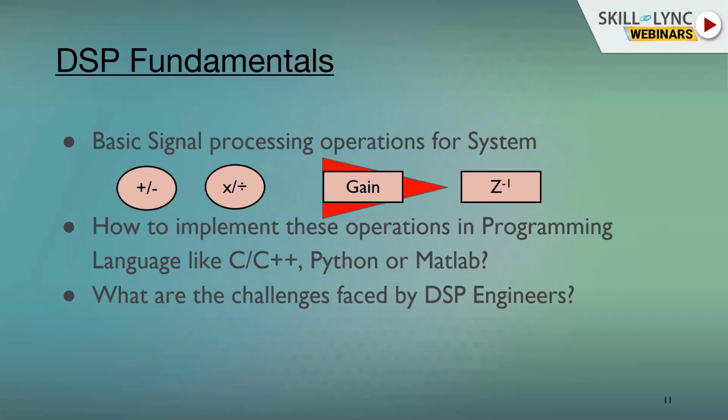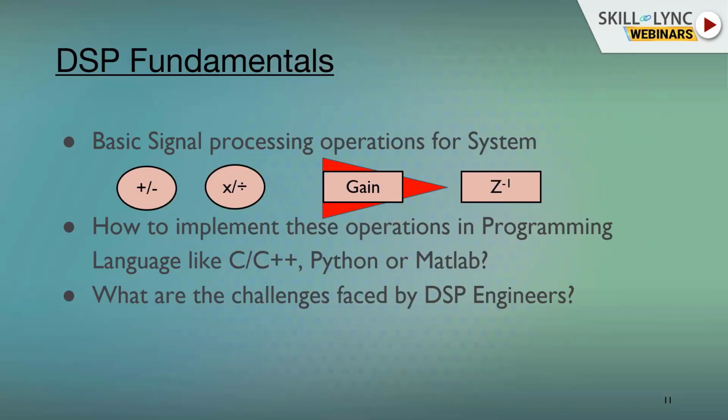Okay, so can we implement all of these operations in programming languages like C, C++? Yes, we can implement them in C, C++, and Python also to some extent, and MATLAB is basically for simulation, not for implementation. It's actually very easy for DSP engineers to groom in C, C++ or MATLAB, but Python will take some time because the libraries are not fully available, and some libraries are commercial ones, which means we have to procure a license to use them.